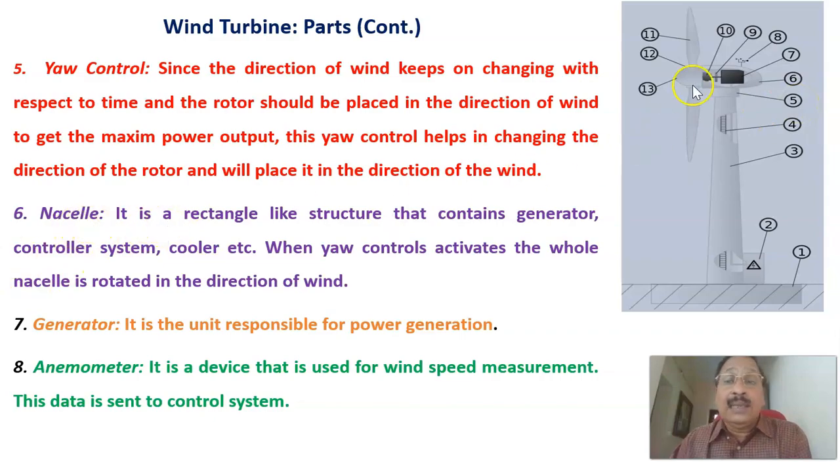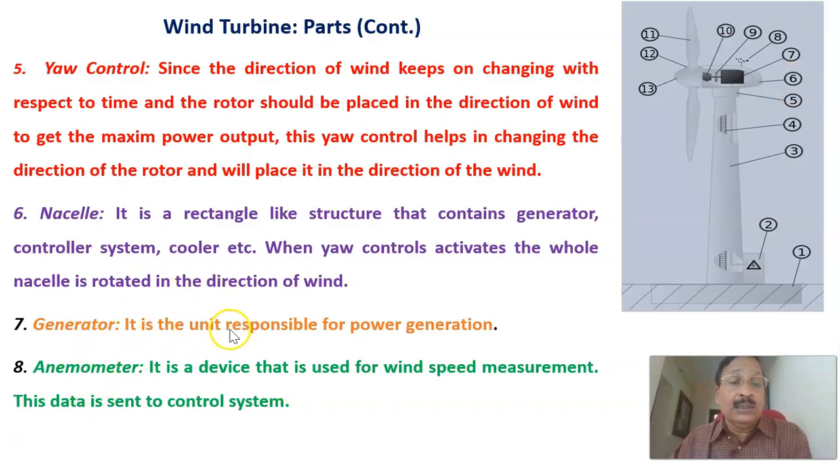And nacelle, that is number 6. It is a rectangular-like structure that contains the generator, controller system, cooler, etc. When yaw control activates, the whole nacelle is rotated in the direction of the wind. That is number 6.